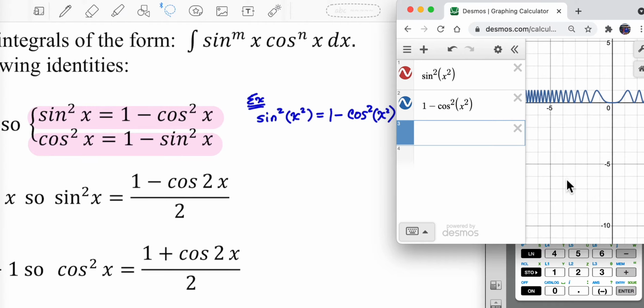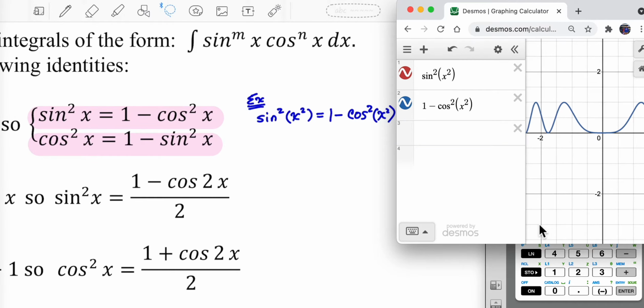So what I like to do here is turn one of them off, or actually, sorry, turn both of them off, and then turn them on one at a time and see if they match up.